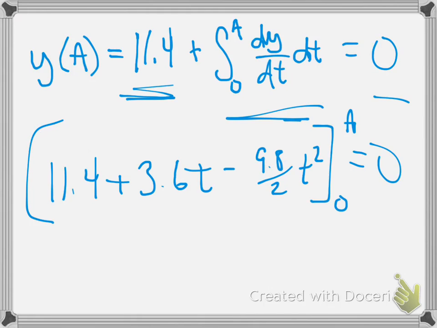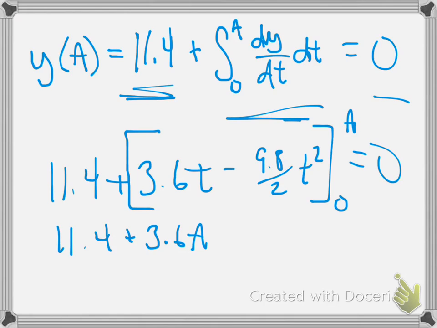All right, just double checking my arithmetic here. I do have one little error here that I want to fix before I continue on, and that is that 11.4 is not part of the integral. So let me move my brackets to here for a moment. So then this becomes 11.4 plus 3.6 times A minus 4.9 (9.8 divided by 2) A squared equals 0.